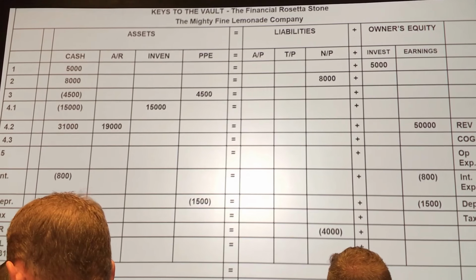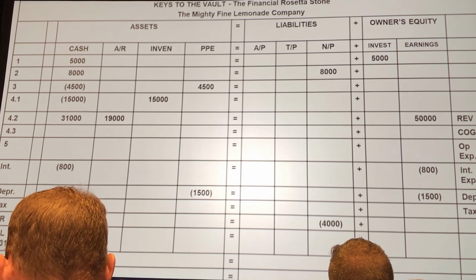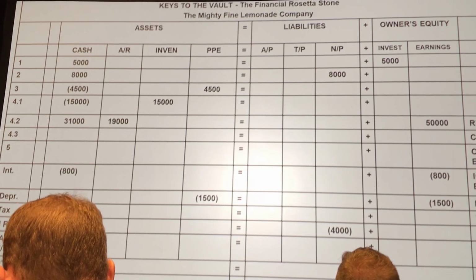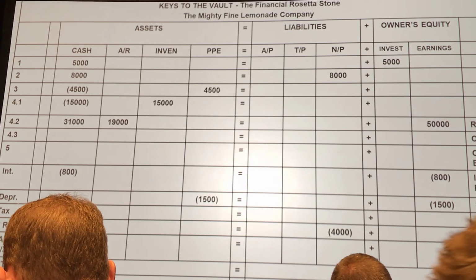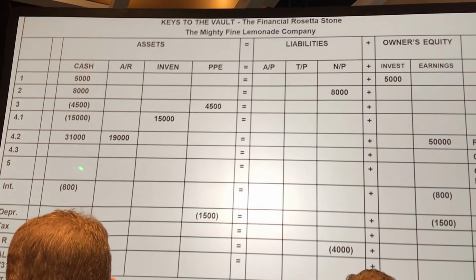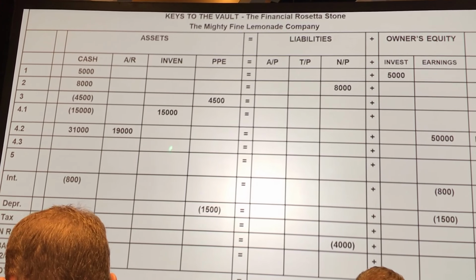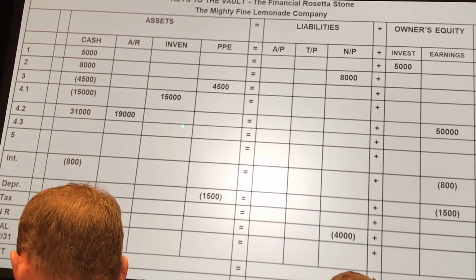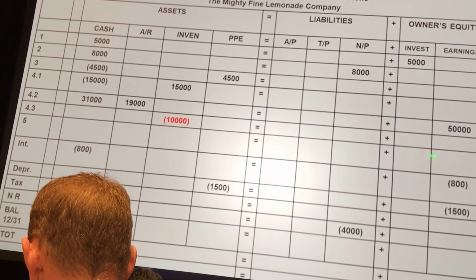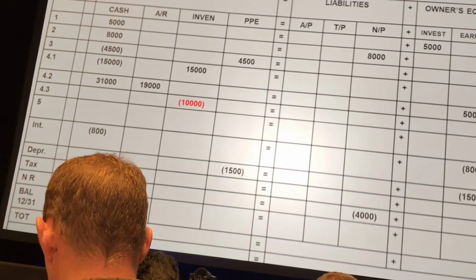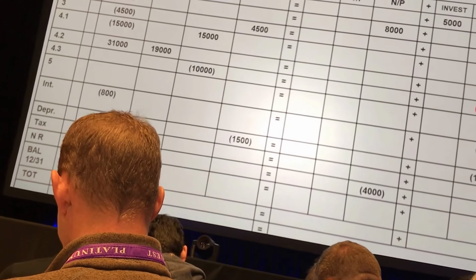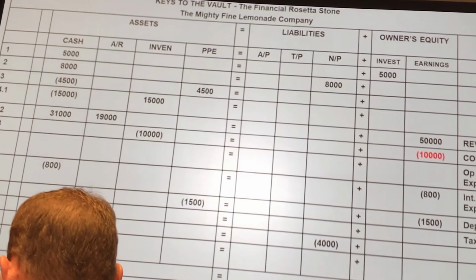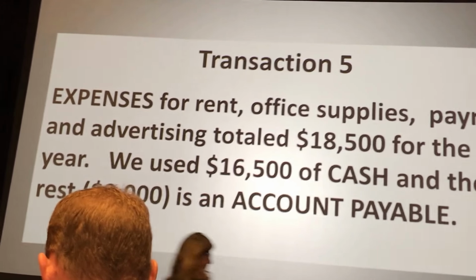So there's two parts to this transaction. Inventory just went down by 10,000. Earnings just went down by 10,000. On line 4.3, I used 10,000 worth of my inventory, so my inventory went down by 10, and my earnings also went down by 10. And now I'm in balance. Okay, here we go.